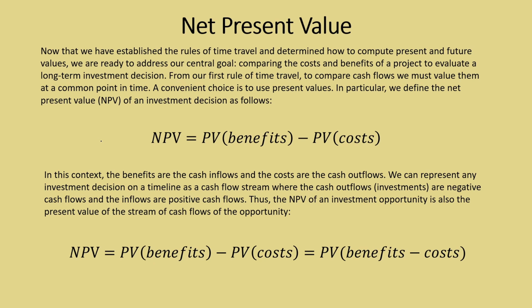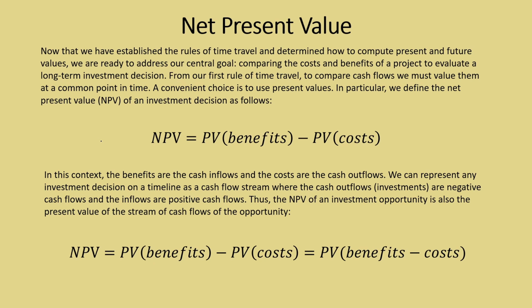Now, the goal of the net present value is to compare the costs and benefits of a project to evaluate a long-term investment decision. In other words, we're trying to find out if the investment is going to make us money. So if we're going to get some profit out of it. Now, we only get a profit if the benefits outweigh the costs. And in that case, the NPV would be positive. The NPV is positive if we're making profit. The NPV is negative if we're losing money.